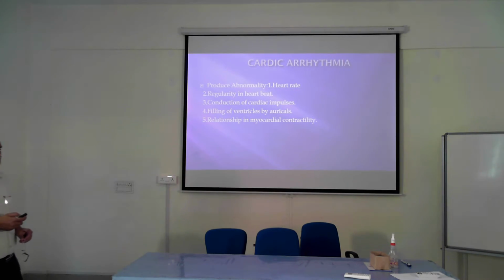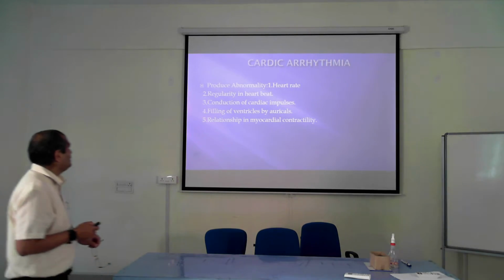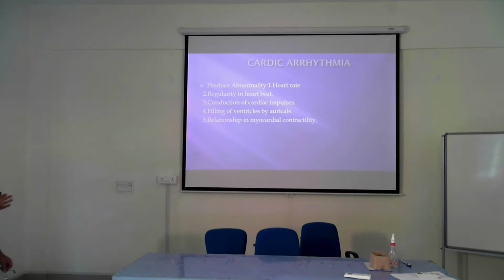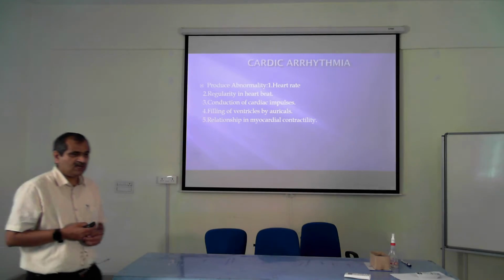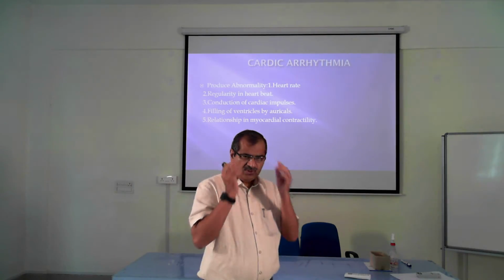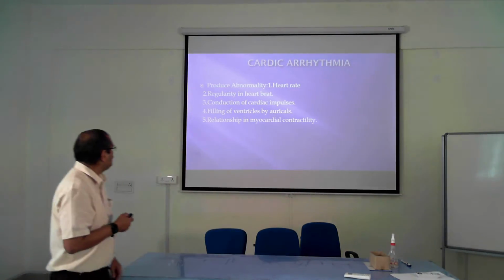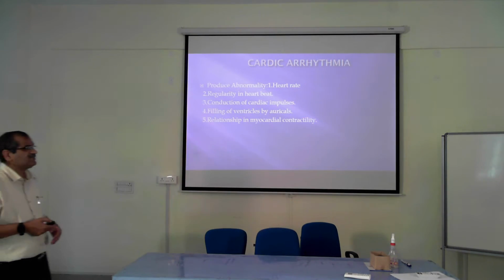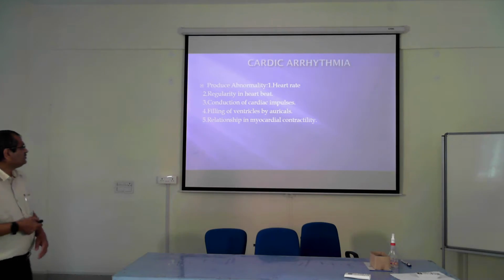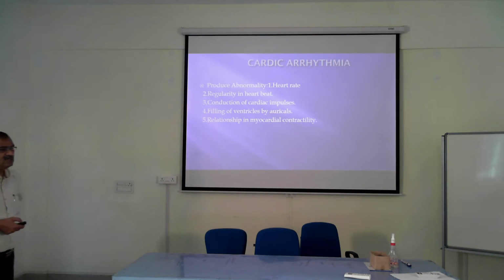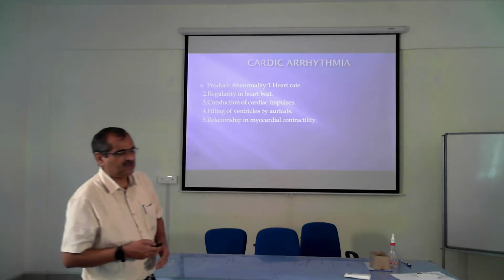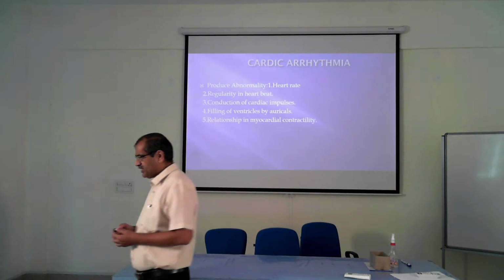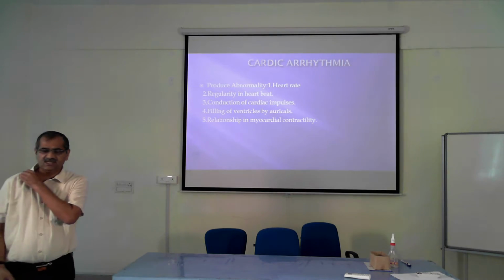Then cardiac arrhythmia is producing an abnormality in the heart rate, especially irregularity in the heartbeat. So heart rate, heartbeat irregularities, and also sometimes the force of the conduction of the cardiac impulses, filling up of the ventricles by the auricles, and also the relationship with myocardial contractility. So we have learned all these things in the previous class. Anyway, there is a lot of gap between the earlier class and this one, so we will try to cover it very fast.